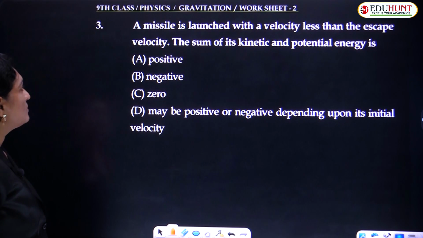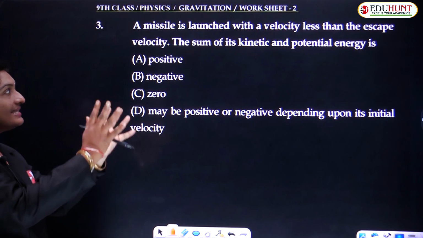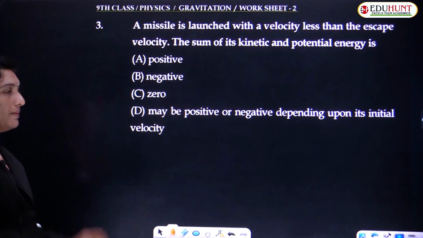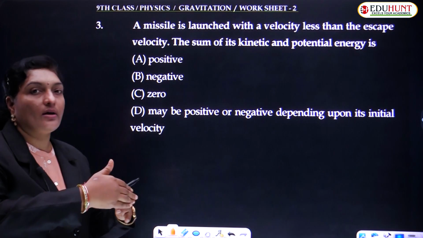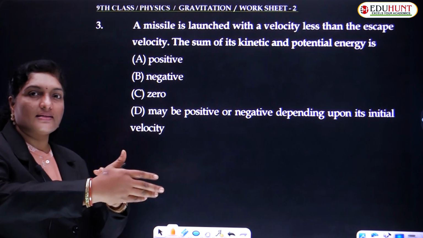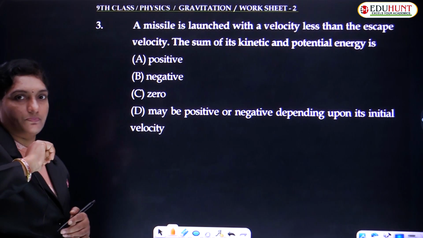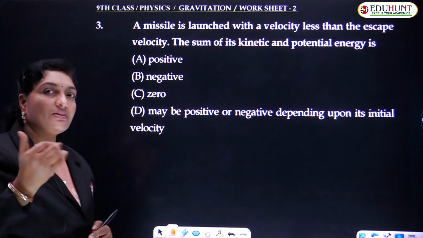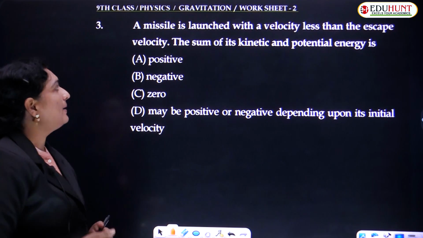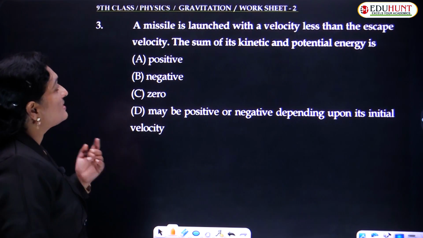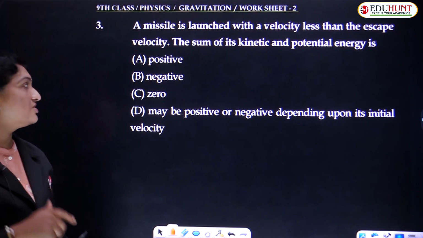Okay, so now moving to the third question. A missile is launched with a velocity less than the escape velocity. If it is greater than or equal to the escape velocity, it will move away from the gravitational pull. And if it is launched with orbital velocity, it will be circulating around that planet. The sum of its kinetic and potential energy: here you are asked to find out the energies.